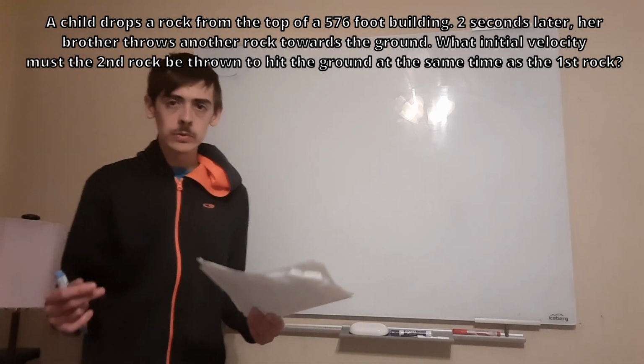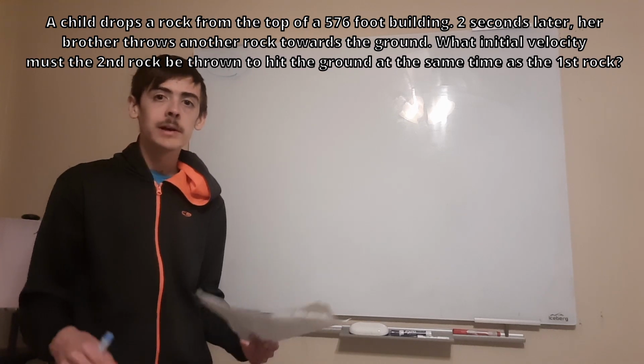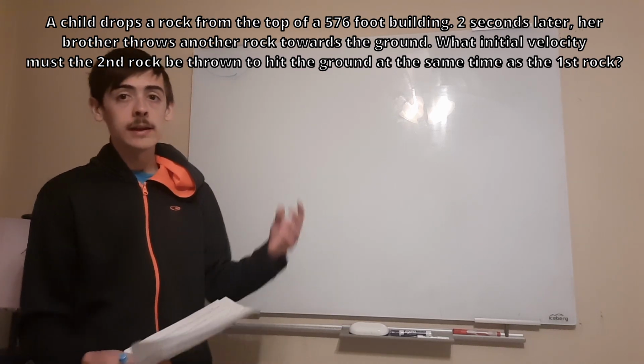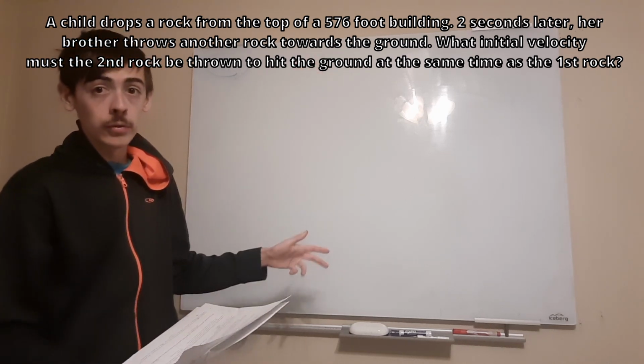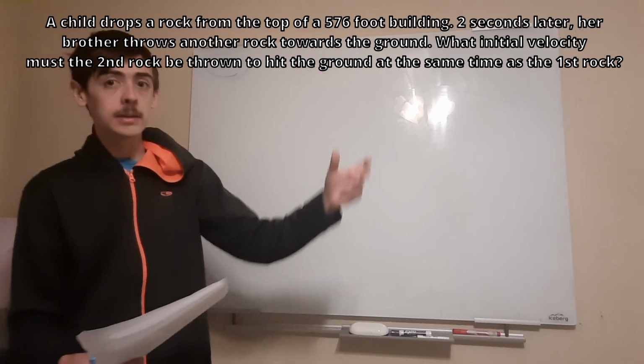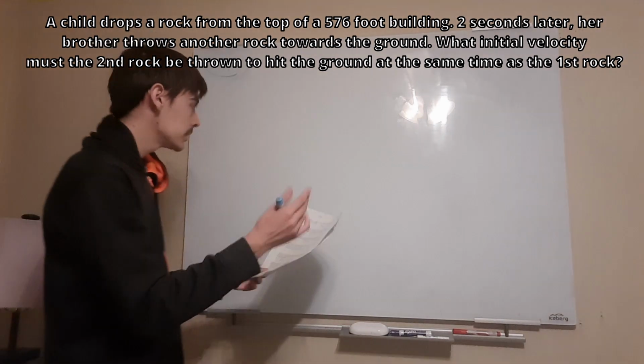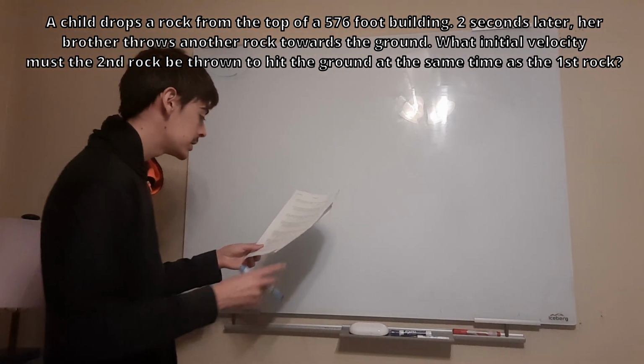Now for this one, it's not going to be that nice, but what we're going to have to do is create equations like the a of t, v of t, s of t. We're going to have to do that for both the kids, the first kid and the brother. So let's start getting to work with finding our information now.